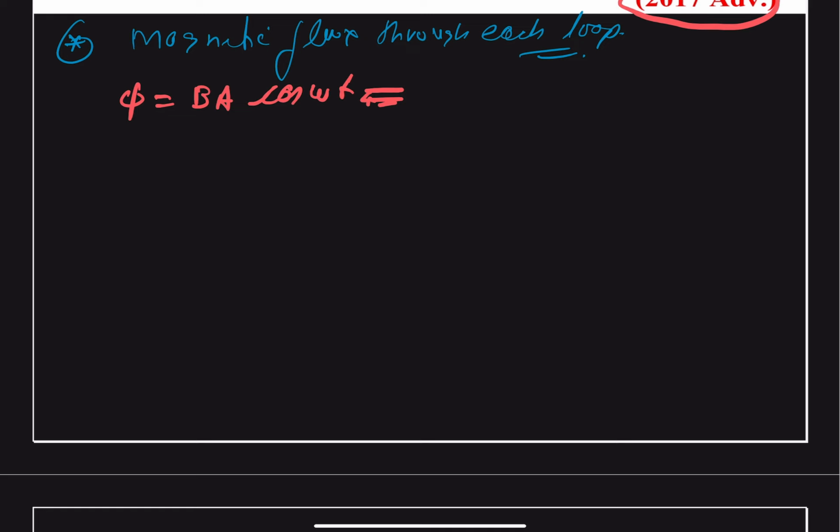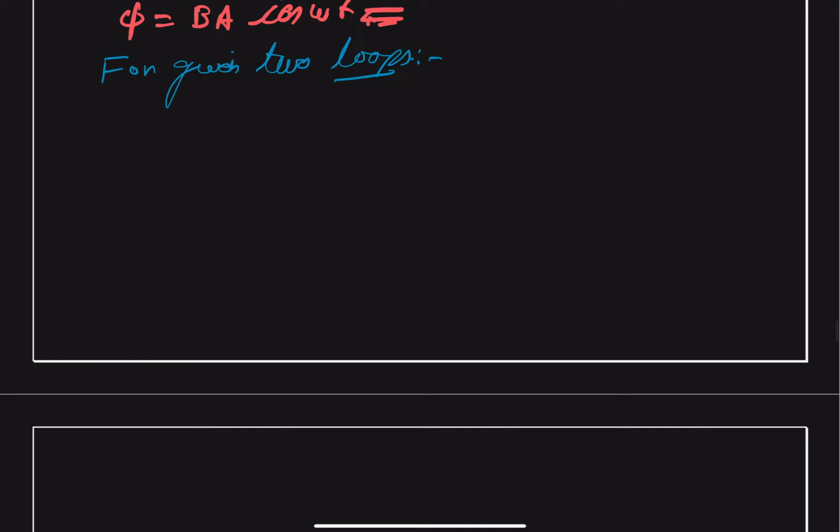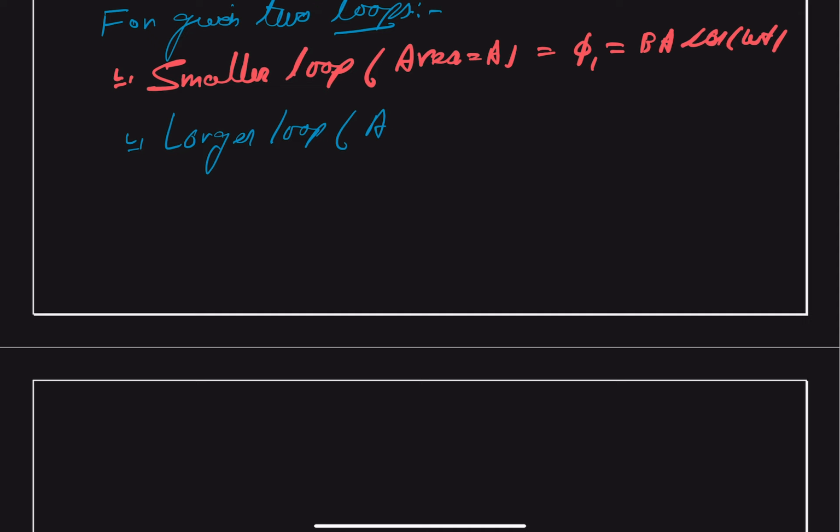So we can say for given two loops, the smaller loop, which is having area A, let us call that phi 1 is equal to BA cos of omega t, and we have a larger loop whose area is given as 2A, let us call that phi 2. So this becomes 2BA cos of omega t.